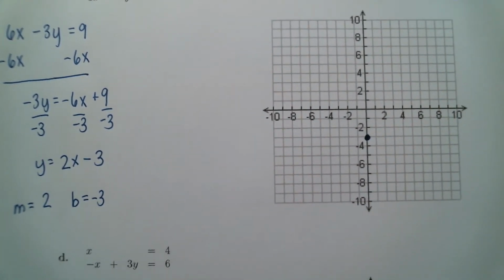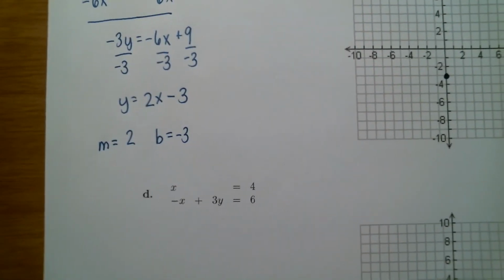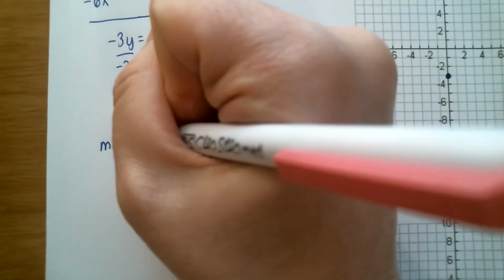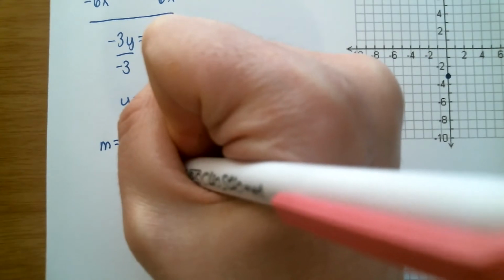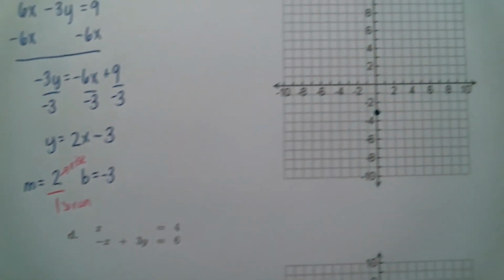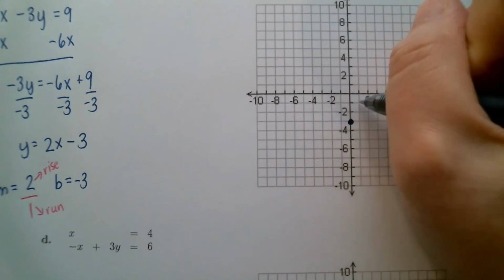Now we need to apply the slope. One thing to notice here, the slope is not a fraction. We're used to doing rise over run and it being a fraction, but you can make anything a fraction by putting it over 1. So your rise is positive 2 and your run is positive 1. That means we're going to go up 2, right 1. So from this point, we will go up 2, right 1.